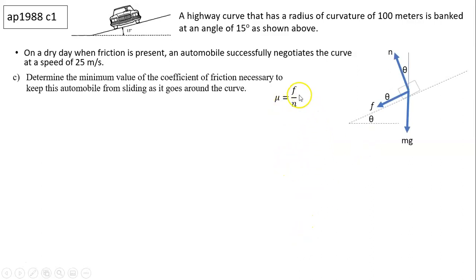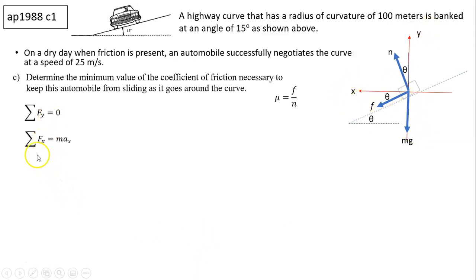To find mu, we need to find F and N. So to find the force of friction and the normal force, we need a free body diagram. So here's a free body diagram. We have to choose our coordinates. X is to the left because that's the direction of acceleration, and Y is going upward.